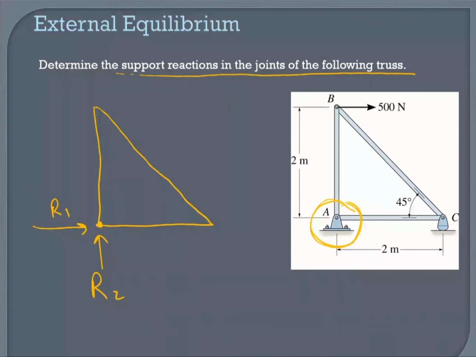Now let's look at support C. C is a rocker. It can rotate, it can move left and right. I can lift it, but I cannot move it down because there's ground there. So I will have a reaction force here. And there's an active force being applied here, which is 5.